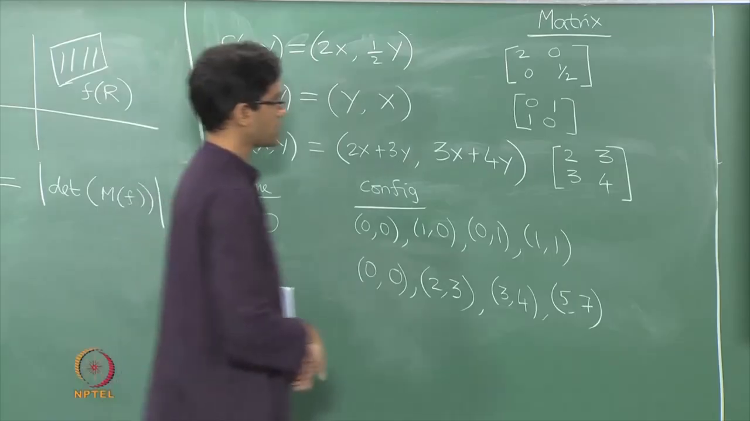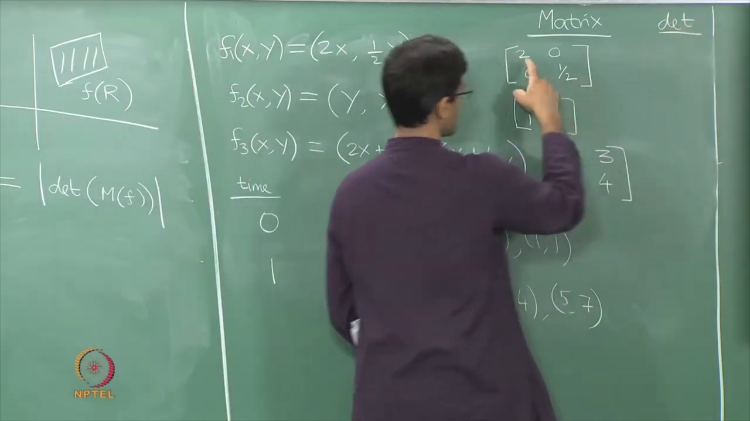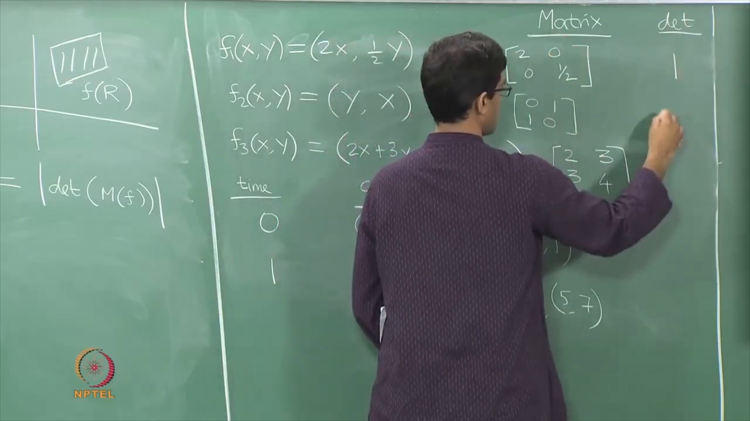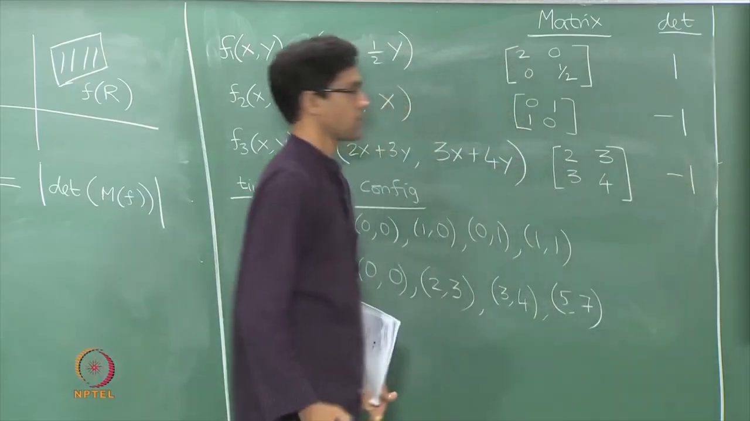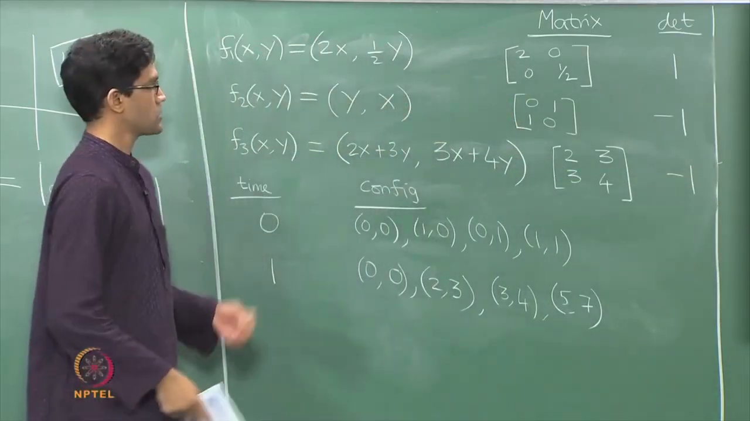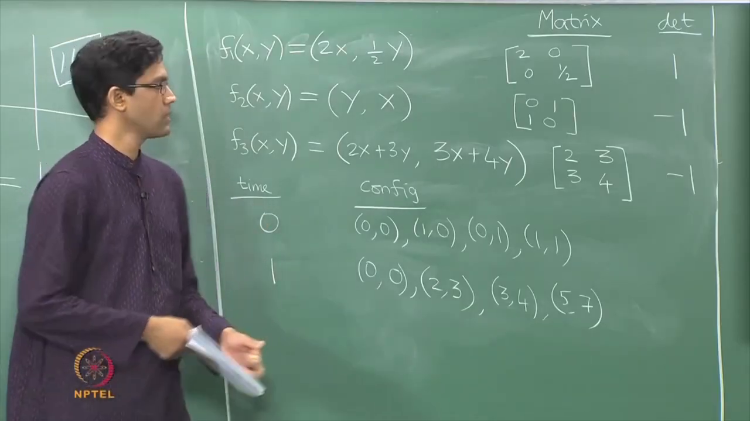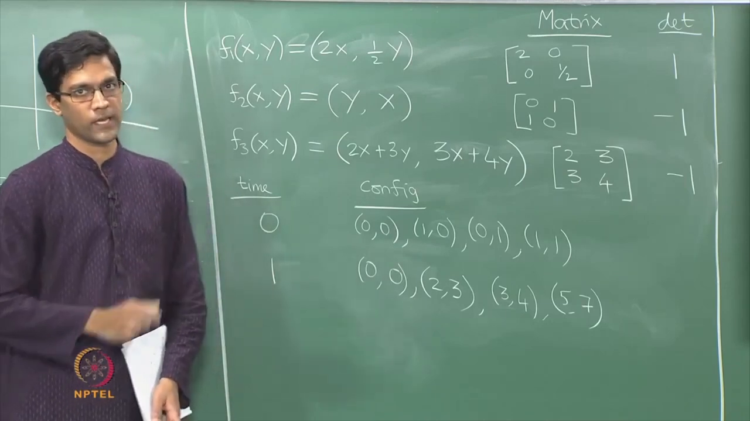And now let's compute the determinants of these matrices. Okay, so if you compute the determinant, it's just the AD minus BC formula. Here it's a 1, this is a minus 1, 4 2s are 8 minus 9 is minus 1. Okay, so observe that the first transformation has determinant 1, the remaining two have determinant minus 1. But in any case, the absolute value, the modulus of the determinant is 1 in all three cases.